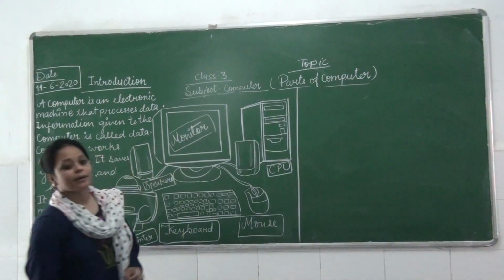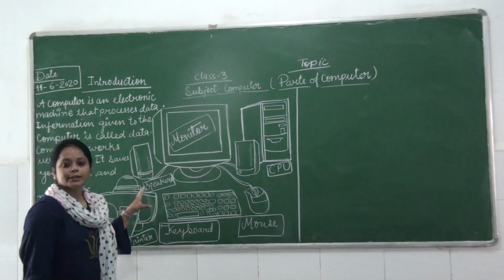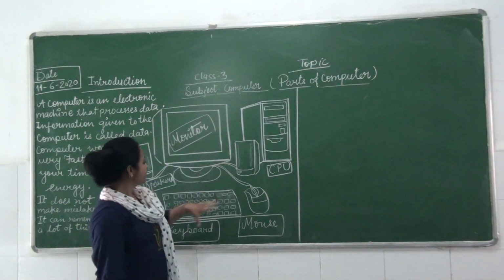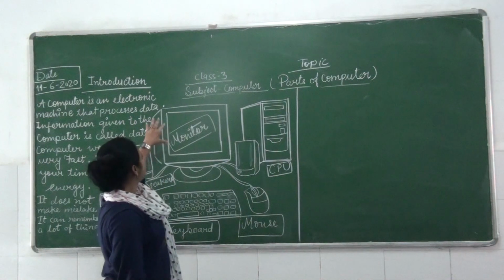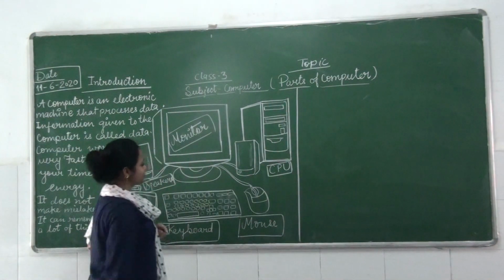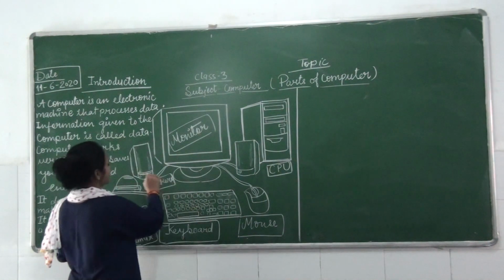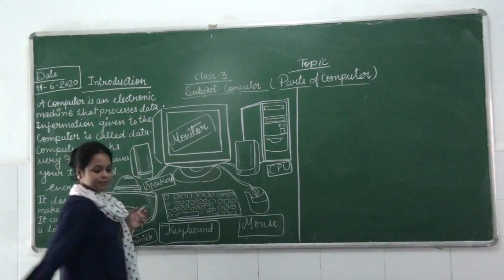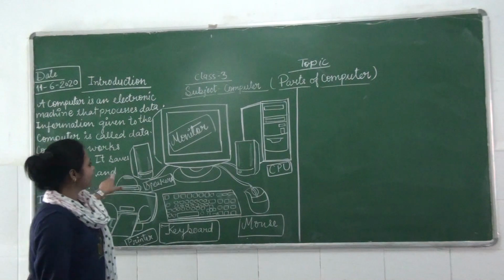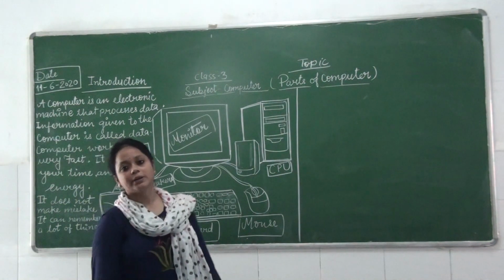Children, just look at the board. Here are some important and basic parts of the computer. I have made some pictures: monitor, CPU, keyboard, mouse. There are two speakers, and this one is a printer. Now next is some brief introduction about the computer.